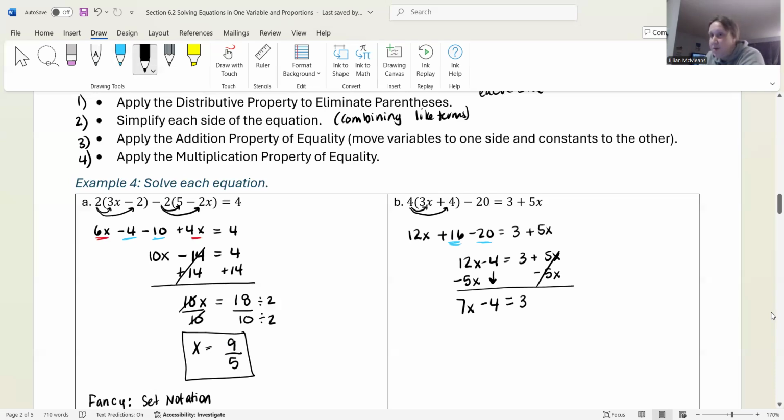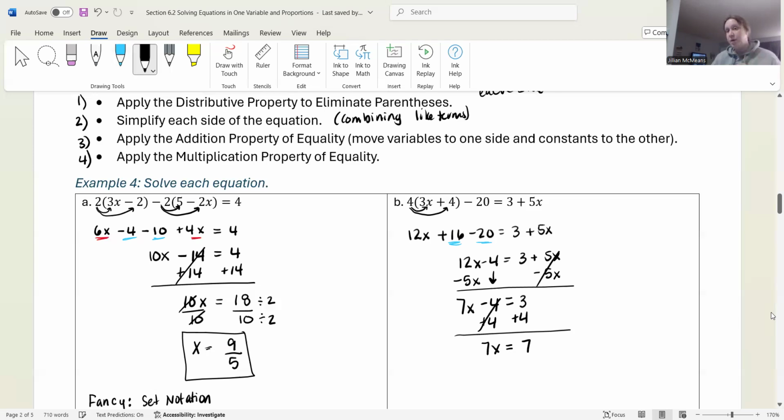So that means I want to deal with this minus 4. Okay, so we have this 7x term, but we're subtracting 4. We need to undo that. The way we undo subtraction is addition. So I'm going to add 4 to both sides. Well, -4 plus 4 is 0. 7x plus 0 is just 7x, so we can say the 4's cancel. And then on the right, 3 plus 4 is 7.